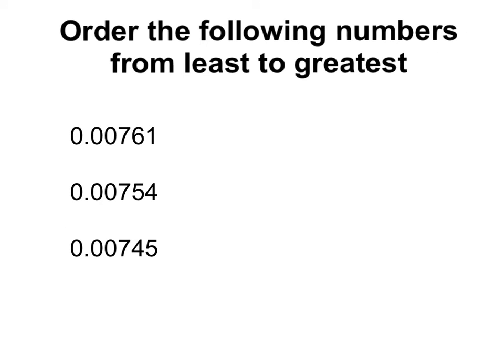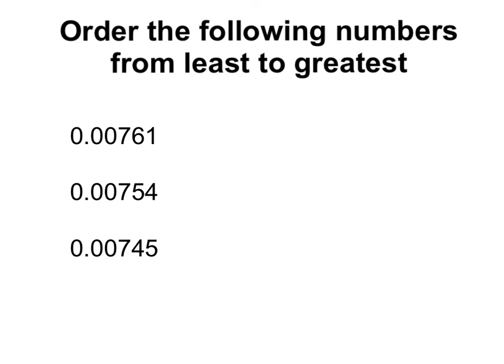We want to order these decimal numbers from least to greatest. So we'll start looking at the place values that are right before the decimal and then we'll compare them from that. So in the ones place before the decimal, all these numbers have zeros. So now we'll move into the tenths place. There's all zeros in the tenths place, all zeros in the hundredths place. Now we'll look at the thousandths place. There's all sevens in the thousandths place.